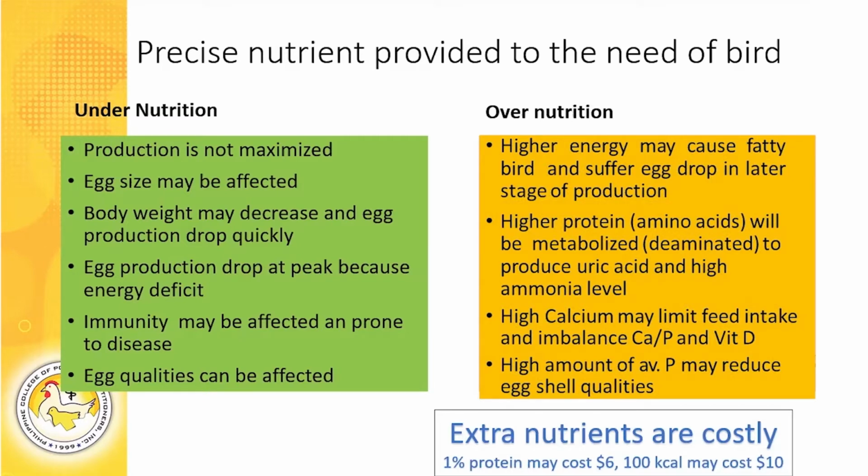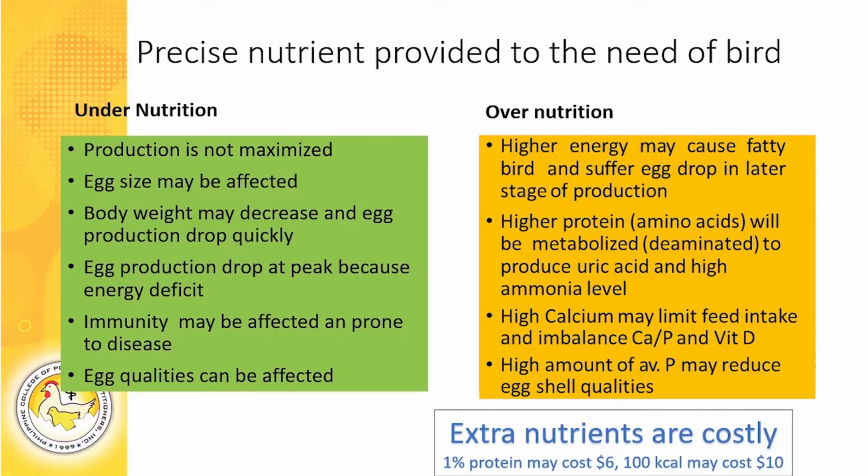But of course, the high amount of phosphorus, many farmers have been providing too much phosphorus, I consider, in the diet. The high amount of phosphorus is not really improving the egg quality. In fact, too much phosphorus may reduce eggshell quality. This is my experience when feeding a high amount of phosphorus for the layer in the tropics.